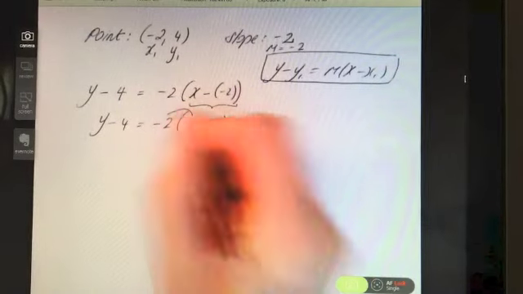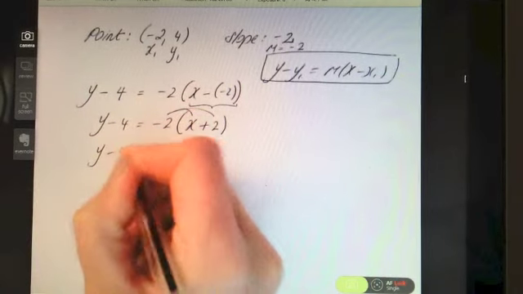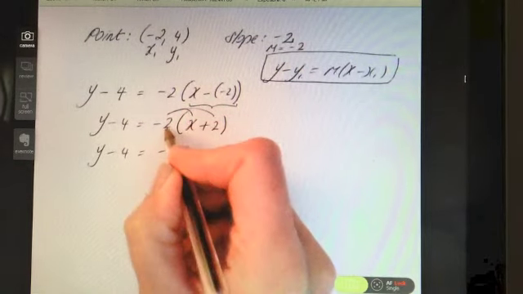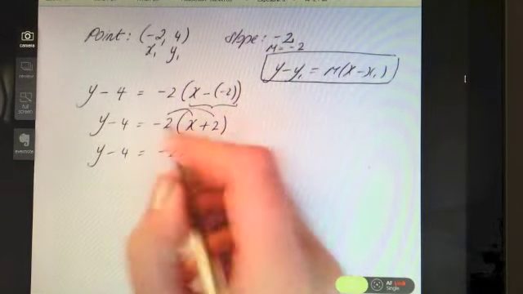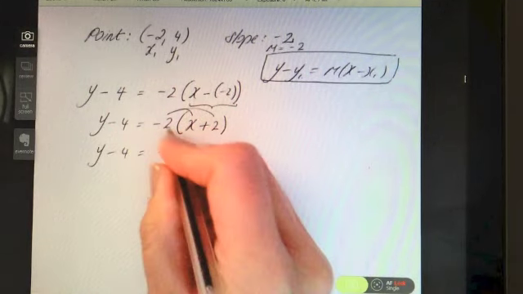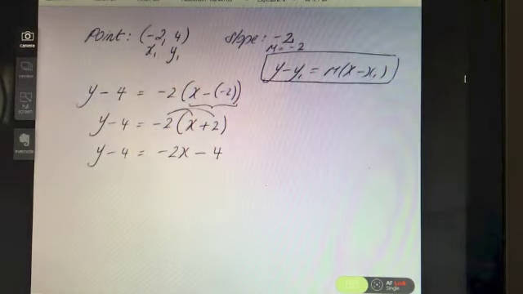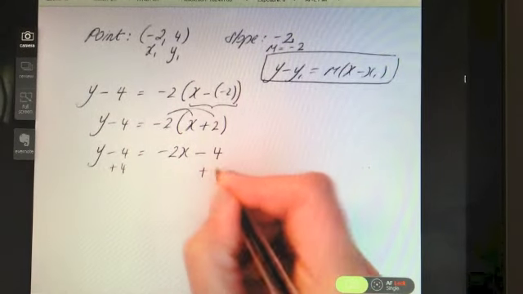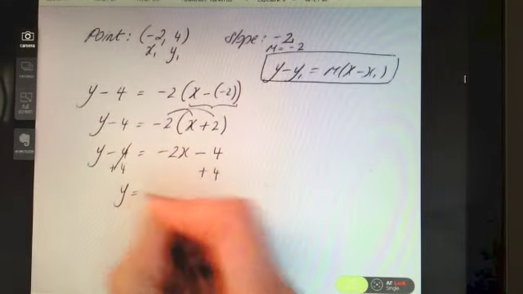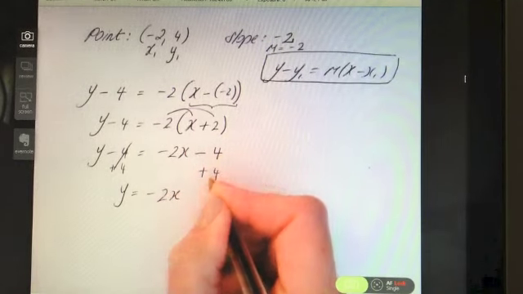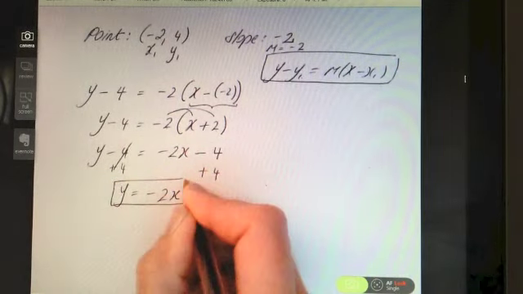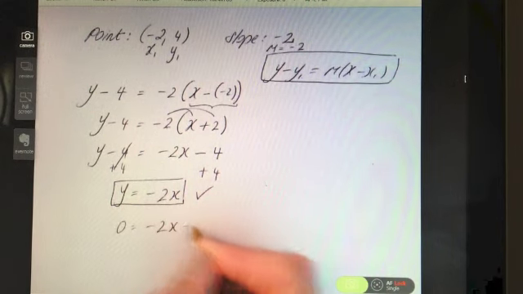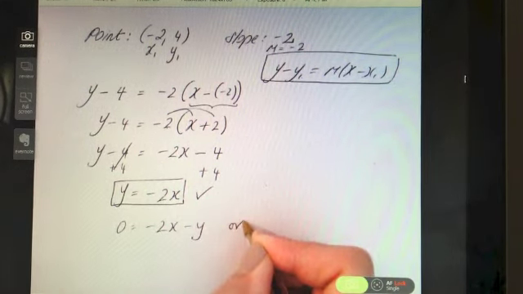And now we'll multiply in by the minus 2, leave the left hand side as it is, y minus 4, and minus 2 times x is minus 2x, and minus 2 times plus 2, a minus by a plus, of course, is minus. 2 times 2 is 4. Okay, tidying up the number work, if I add 4 to the left hand side, I've got to add 4 to the right hand side, so I'm left with y minus 2x, and of course that is nothing, so there's my answer.